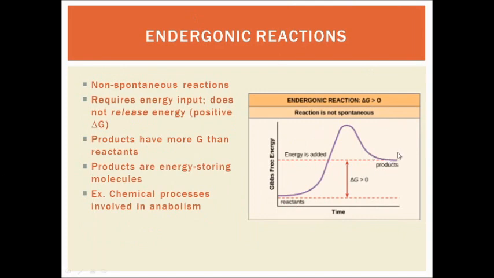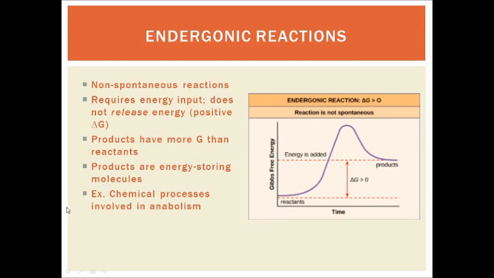Endergonic reactions will have a positive delta G. They require energy input, which is why they're considered non-spontaneous. It does not release energy. In fact, you need it in order for it to run. So products are going to have more free energy than the reactants will, because we are making energy storing molecules.